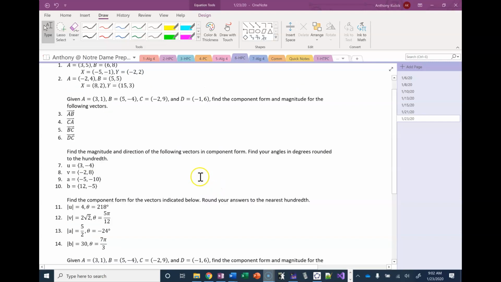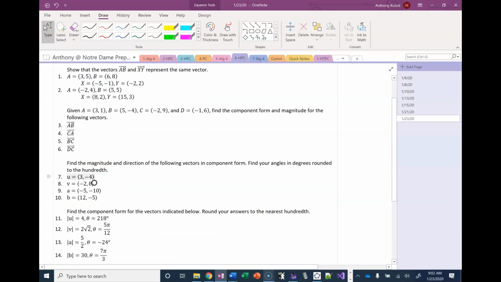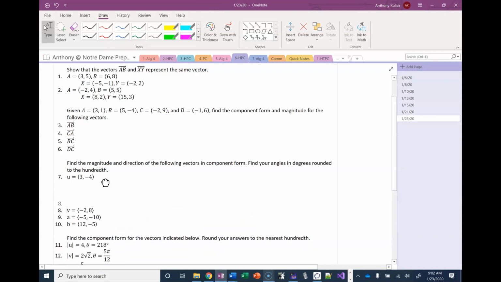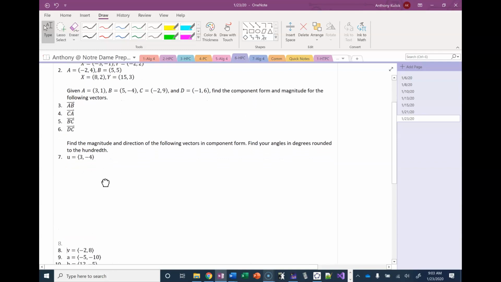All right, I'm ready. Questions from this assignment? Colette. 7. It says to find the magnitude and direction of the vector. Find your angle, degrees, rounded to the 100th. Okay?